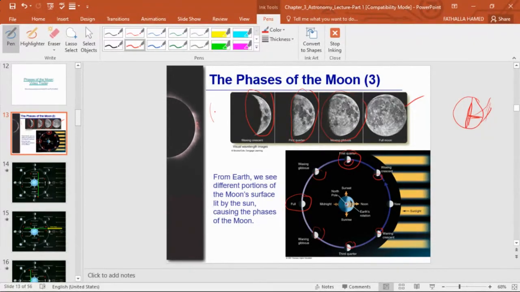So we can say that the Moon starts from a new moon, then it goes into a waxing crescent, then it becomes first quarter, then it goes into waxing gibbous, and then it will go into a full moon, and then after that it will go into waning gibbous, and then third quarter, and then waning crescent, and then it will go again to a new moon.